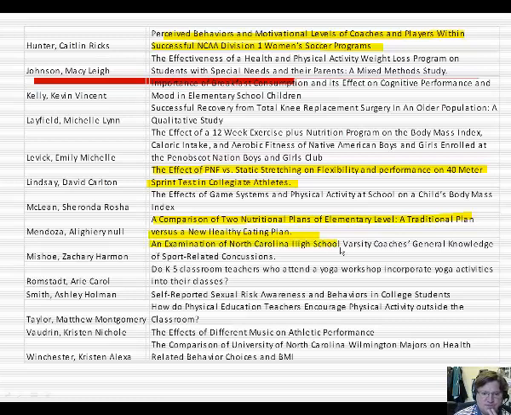An examination of North Carolina high school varsity coaches' general knowledge of sport-related concussions. Do K-5 classroom teachers who attend a yoga workshop incorporate yoga activities into their classes? How do PE teachers encourage physical activity outside the classroom? The effects of different music on athletic performance. The comparison of UNCW majors on health-related behavior choices and BMI.